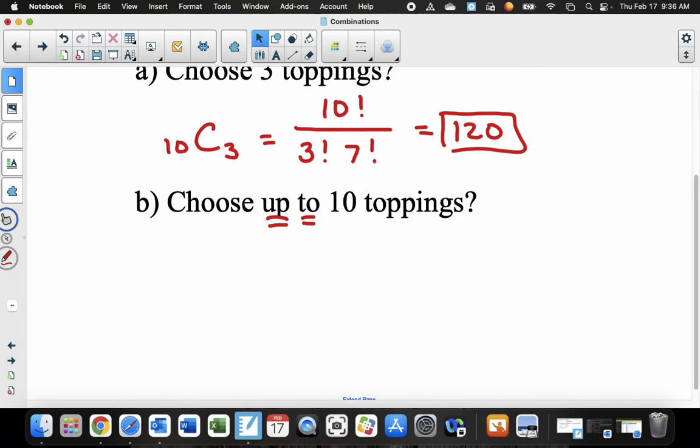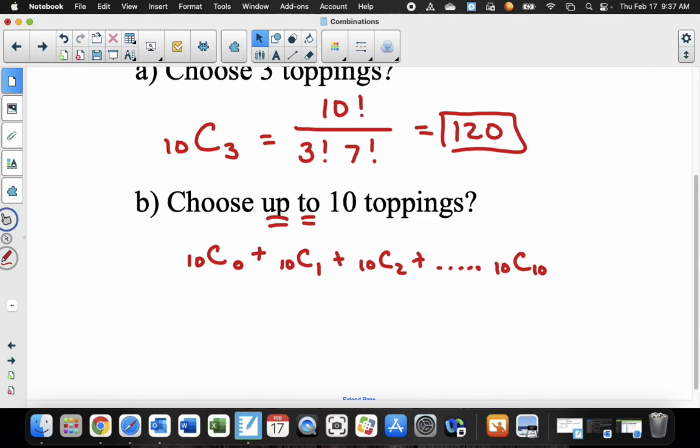You could, the longer way, say 10 choose 0. Could I have 0 toppings, by the way? Is that a thing? Yeah, cheese pizza, right? So we could go 10 choose 0, plus, could I have only 1 topping? Yep, we could have 10 choose 1. And then you could go plus 10 choose 2, all the way up to 10 choose 10.